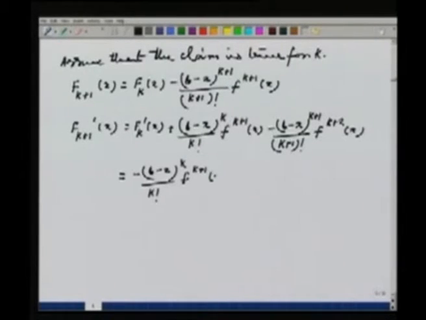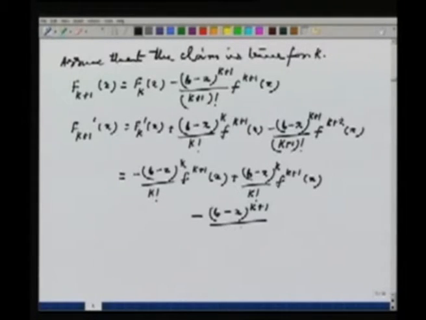That is my assumption. Then I just write down the other terms, which is (b minus x) power k by factorial k into f^{(k+1)}(x), then minus the other term, that is (b minus x) to the power k+1 by (k+1) factorial into f^{(k+2)}(x). Now I can cancel the first two terms. So the answer is the third term, but that is precisely same with my claim. So we have proved the claim for all k's.